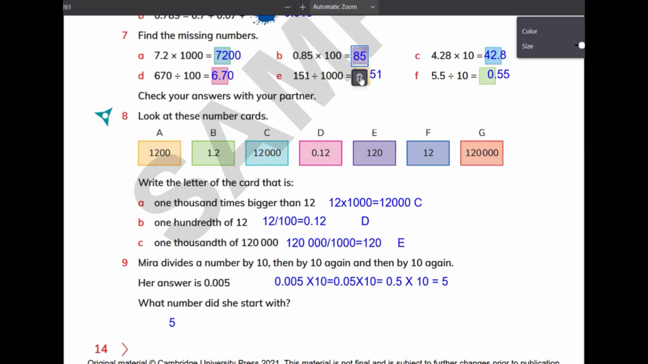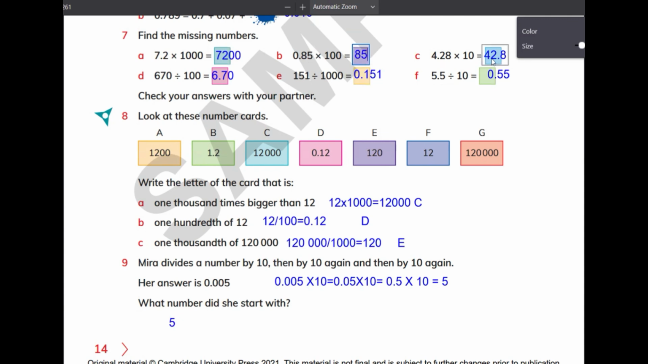Regarding B, 0.85 multiplied by 100. The decimal point jumps 2 places to the right, 1, 2. So it's going to be 85.0. And when it is 85.0, you just write 85. You don't need to write the .0.